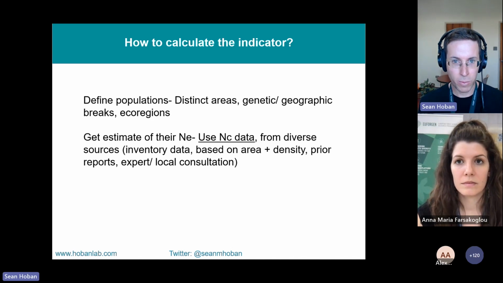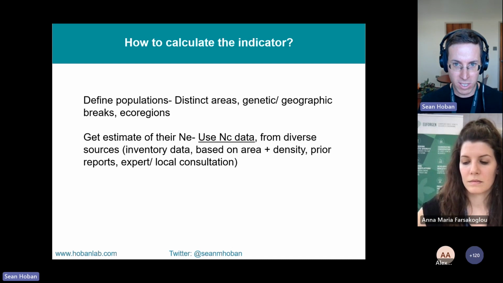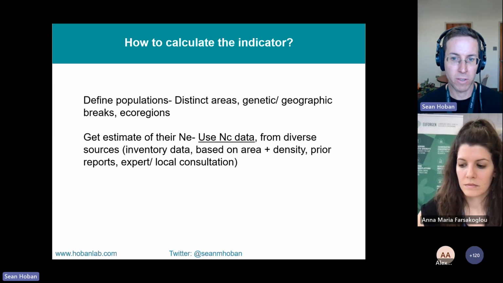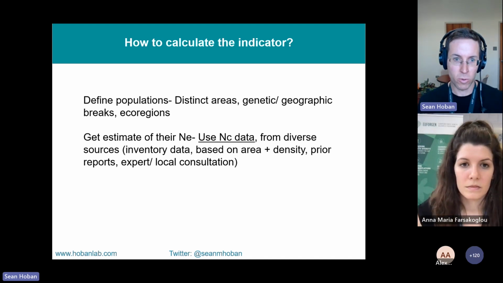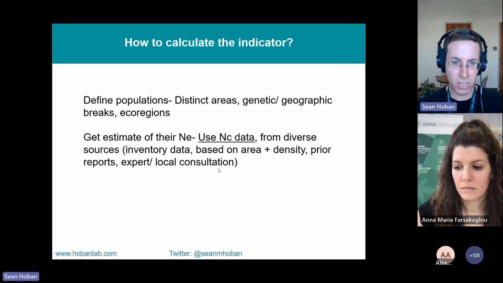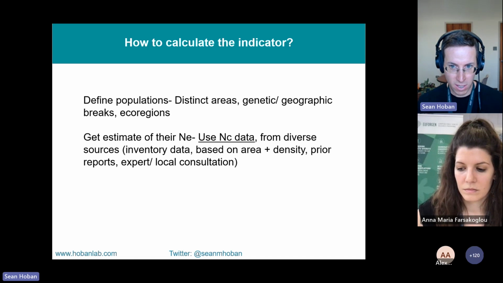So defining populations is difficult. This will be a big discussion point, I'm sure, but I think it can be done either by focusing on distinct areas, fragmented parts of the range, or, for very continuous parts of the range, focusing on ecoregions, ecozones, or other geographic breaks. Then to get NE, as Juan Jose mentioned, there are difficulties using genetic data. So for now, I'm going to talk about using census size data and using the NE over NC ratio.